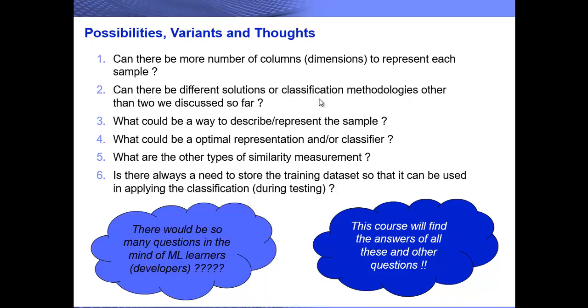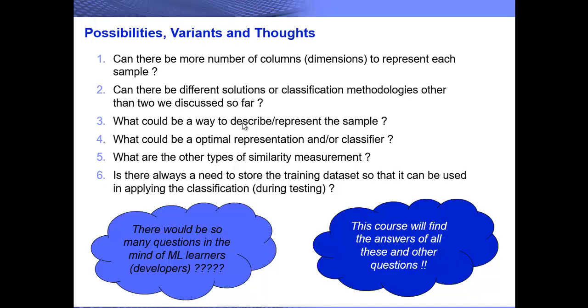Can there be different solution or classification methodologies other than the two we discussed so far? Classification we have seen like KNN, and we have seen the theoretical approach where the data can be plotted and then we can find the separable line. Yes, there are other methods, and as we go on in this course we will see more and more methods, and there will be classes of methodologies, and they will have parameters, and we will have so many variants of machine learning algorithms.